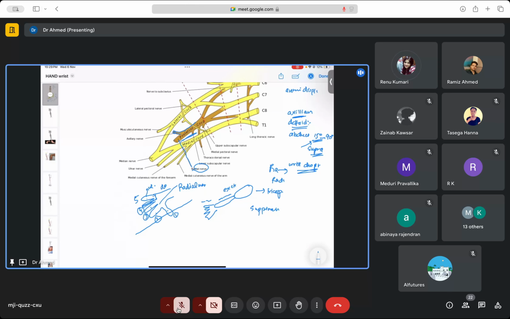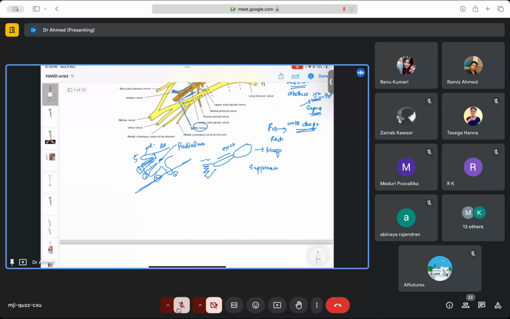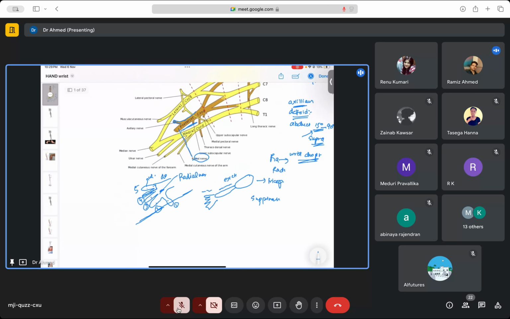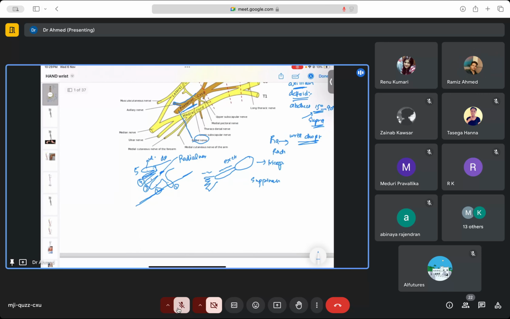For example, if you are facing your hand like that, it's pronation, and if you flip it, it's supination. So, for example, this is the dorsum of your hand. Let's suppose this is the anterior part of your hand. One, two, three, four, five.